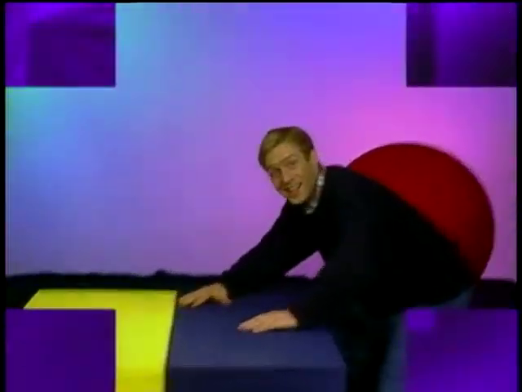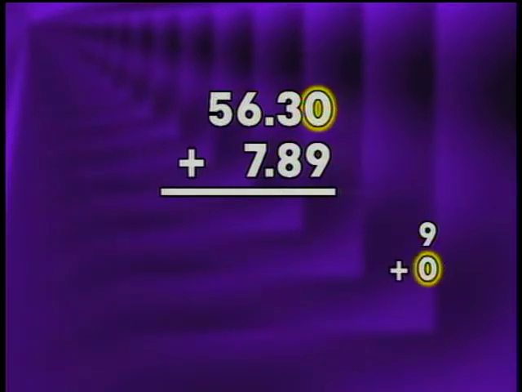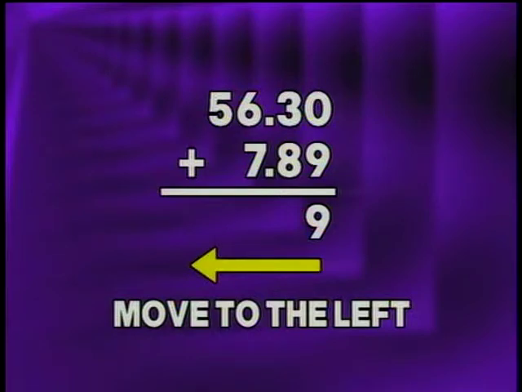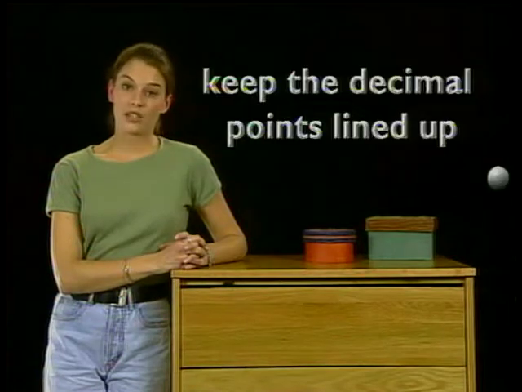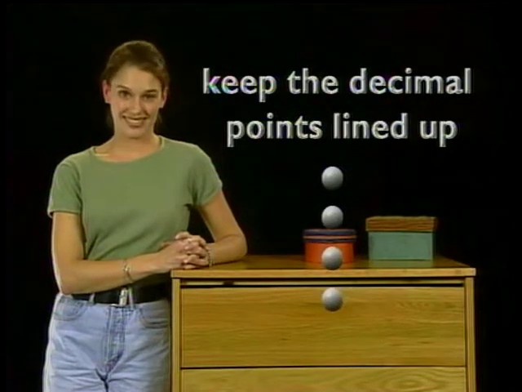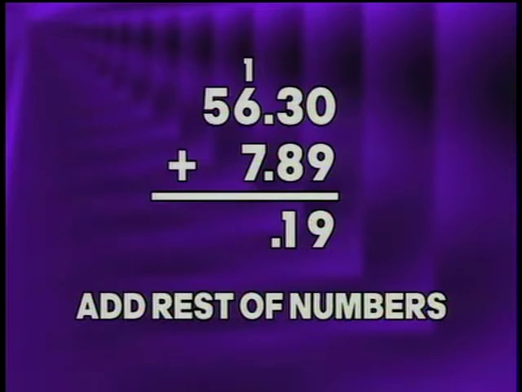Our first step in the problem is to add the numbers to the farthest right in the hundredths place. 9 plus 0 equals 9. Moving to the left, we add 8 and 3 and get 11. We put a 1 in the tenths place of the sum and carry a 1 to the units place. As we said earlier, it's important to keep the decimal points lined up. So we just bring down the decimal point to right here, the exact same place, one level lower. Now we finish up by adding the rest of the numbers.